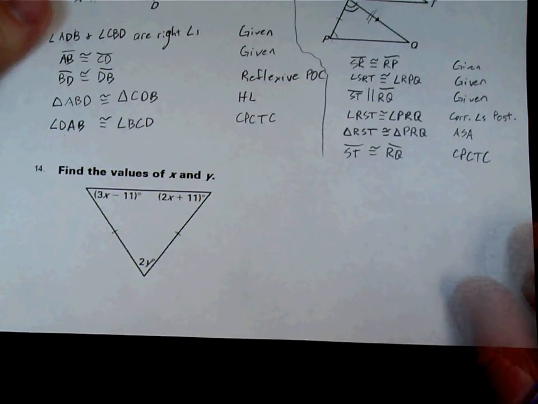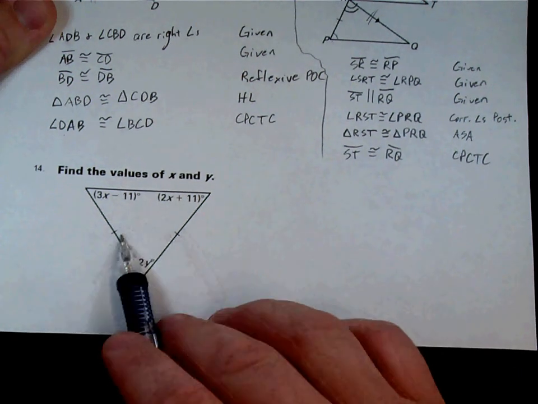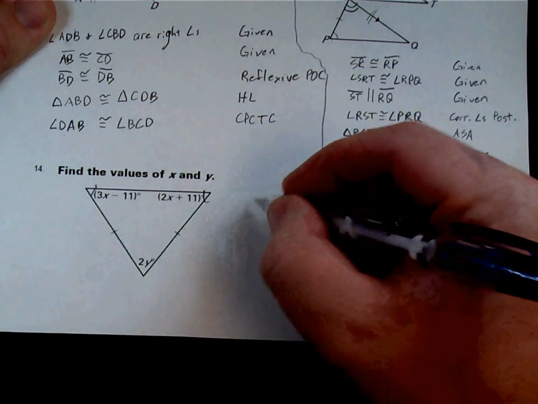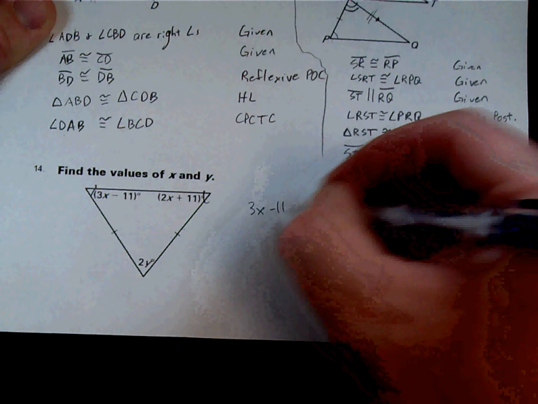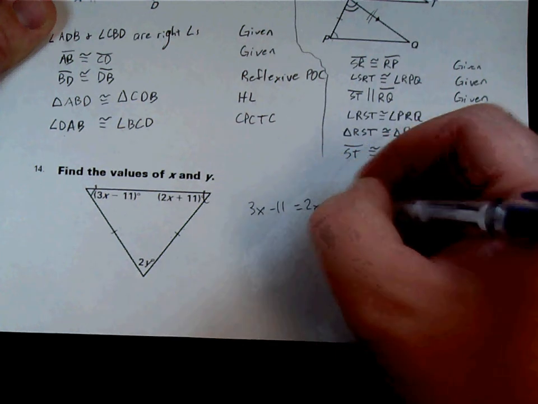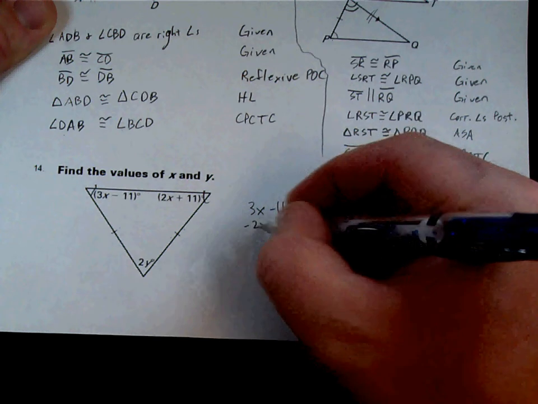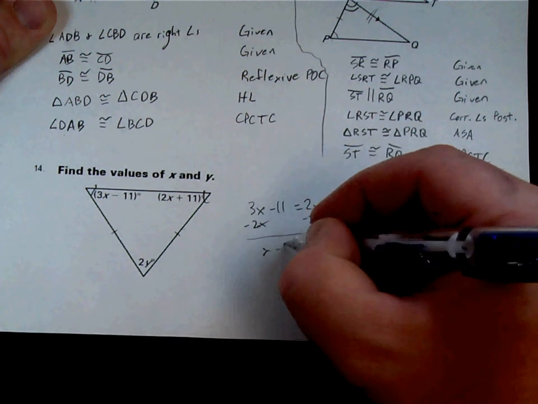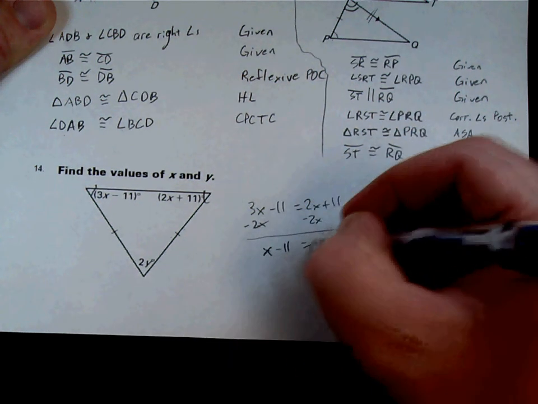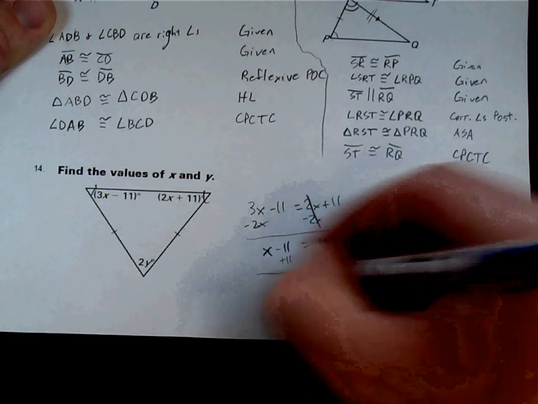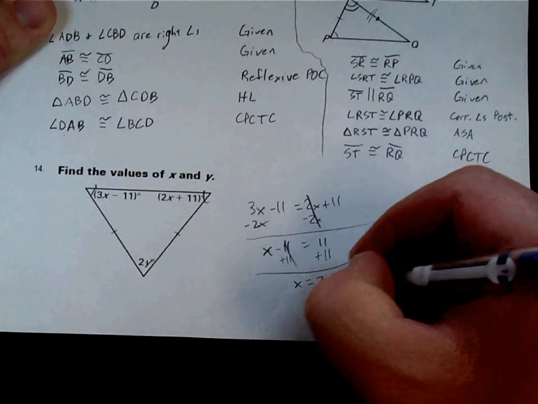Number 14. Notice it's an isosceles triangle. That means these angles are congruent. Oh, those are both in terms of x. So I should set them equal to each other. Subtract 2x from both sides. Add 11 to both sides. X equals 22.